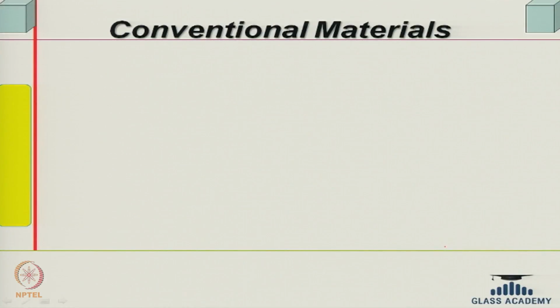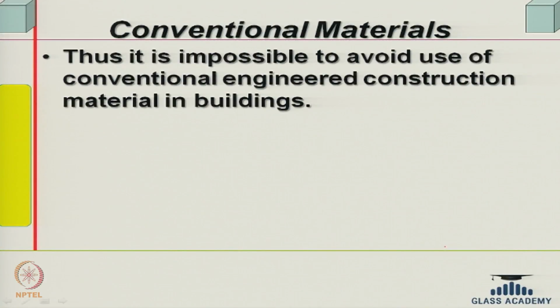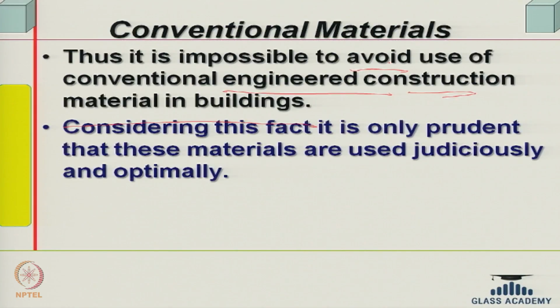Let us see them. So, thus it is impossible to avoid conventional engineered construction material in building. You have to use them. You can't build a large hospital with all bamboo, mud or whatever is naturally available without much processing them. You have to do some processing. So, it is only prudent, therefore, that we use our engineered materials very judiciously and optimally.